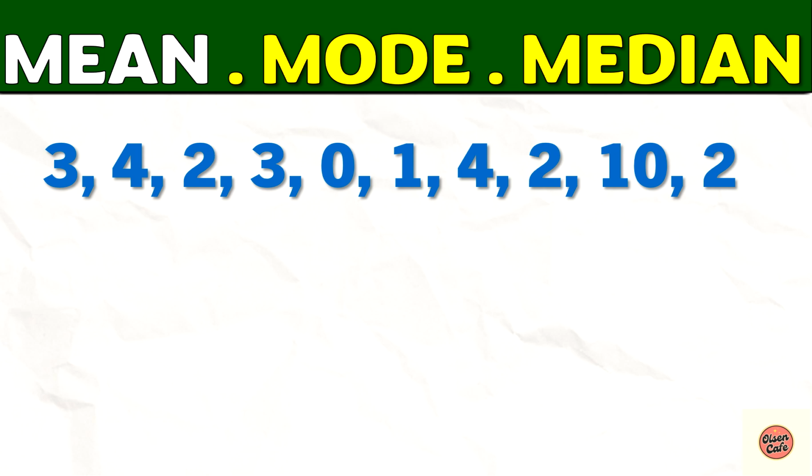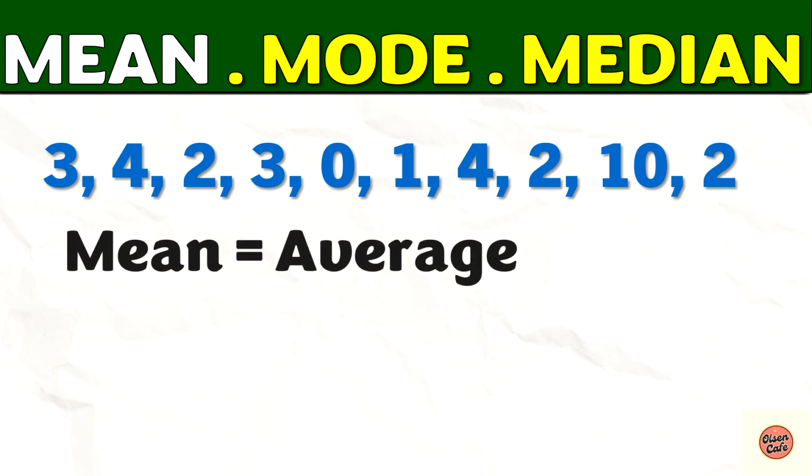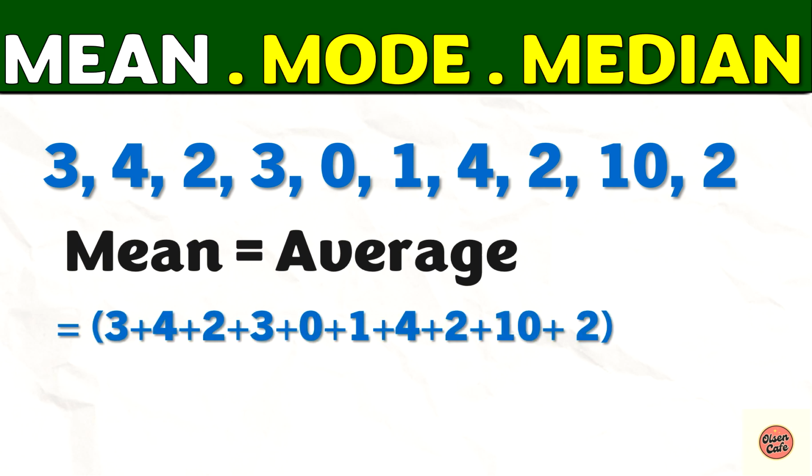So let's start with mean, which is the easiest. All of us will know it is equal to average. Average simply means we are going to add up all the numbers, and then divide by the total numbers over here. If we take a count, we will know that in total there are 10 numbers. So I'm going to divide it by 10.